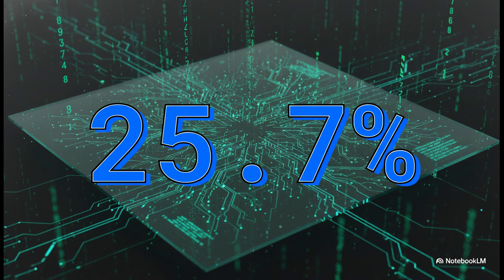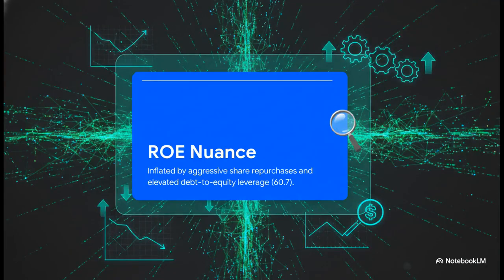Then the neural net spits out this output, a 25.7% return on equity. At first glance, this looks incredibly strong. For a mature, cash-generative platform, producing a nearly 26% return on equity screams operational efficiency. But hold on, because the fundamental agent flags a massive caveat here, and we need to unpack this crucial nuance.